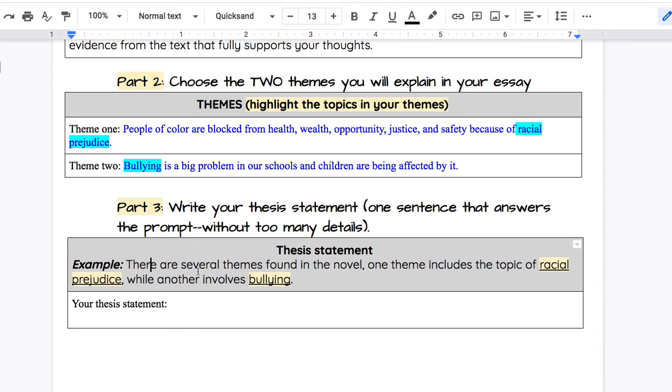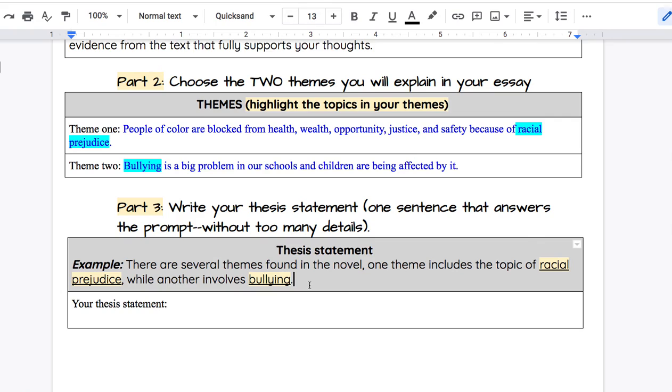It says there are several themes found in the novel. One of them includes the topic of racial prejudice, while another involves bullying. Notice this is kind of like showing my reader, the person reading my essay, what I'm going to talk about. I'm going to talk about the themes and that there's more than one theme in the novel. One is about racial prejudice and the other one is about bullying, and those are the two that I'm going to talk about.